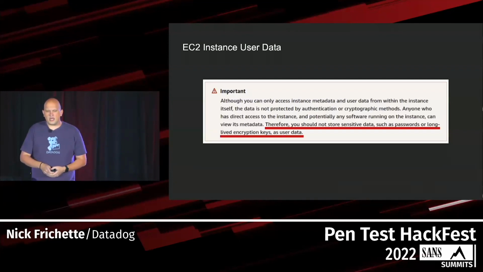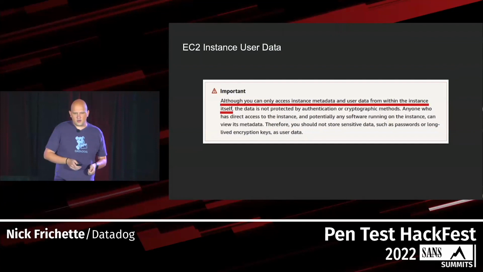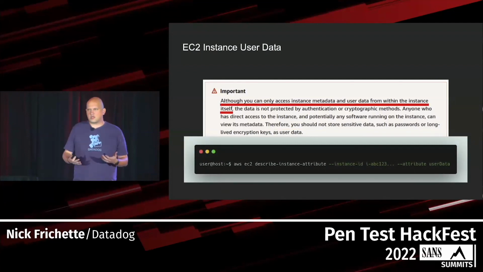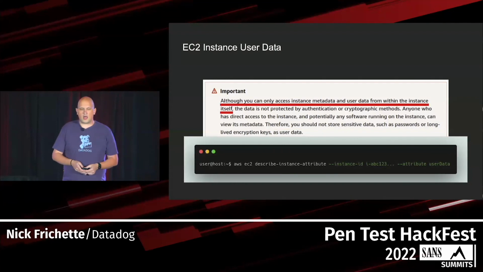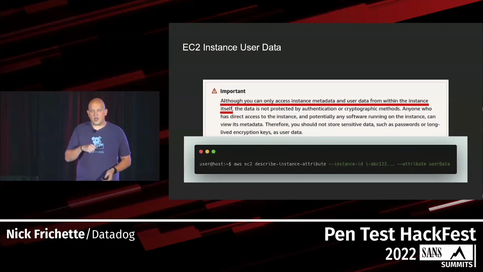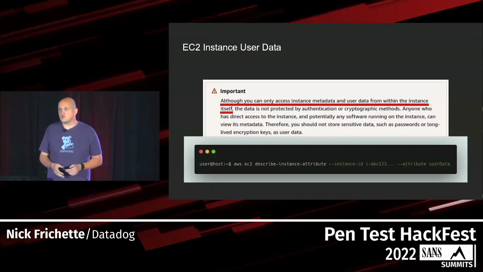Now, as much as I love this big red box, unfortunately, it does have a flaw. This first sentence in particular, the quote, you can only access instance metadata and user data from within the instance itself, is strictly speaking not true. You can access user data completely remotely via the API. So if you find yourself in a position to be able to call EC2 describe instance attribute, you can pull that user data just fine, which again, might have credentials in it, which is not great, and that might be very useful to you.